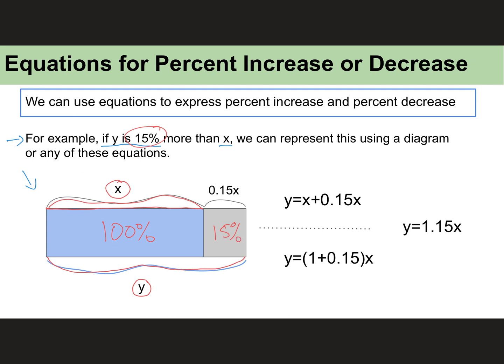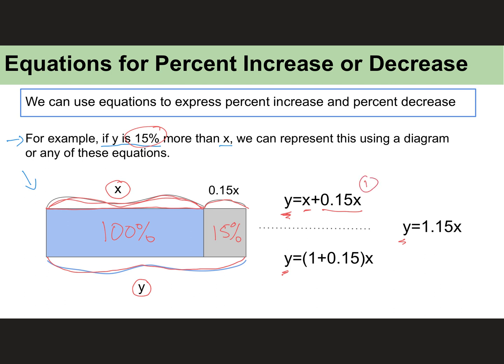Now, as an equation, we're going to always do it in terms of y. So y is equal to x. So this is my x. Y is equal to this plus 0.15 of x, 15% more of x. So this is one way I could write the equation.